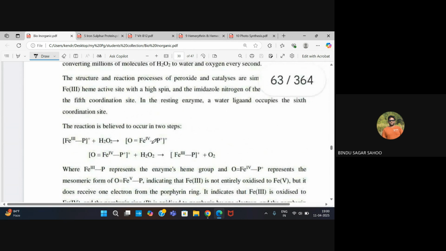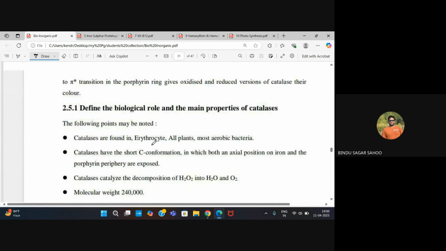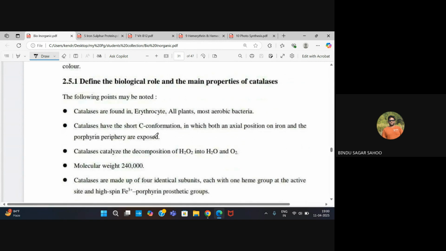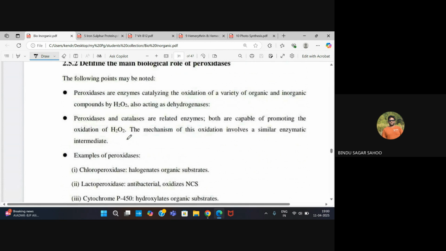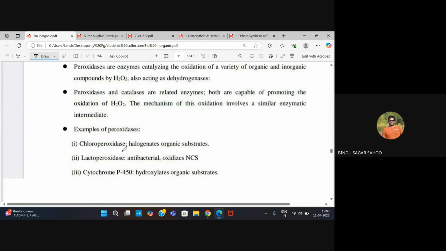Okay, so for the whole process you need to remember its mechanism. Then, what are the main properties of catalases? Catalases are generally found in erythrocytes, plants, and most aerobic bacteria. Okay, so these are the things you need to remember. These are just data you can remember easily. Okay, so different types of peroxidase are present: chloroperoxidase, lactoperoxidase, cytochrome P450. Okay.